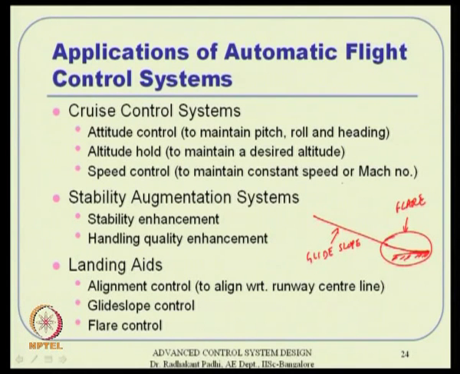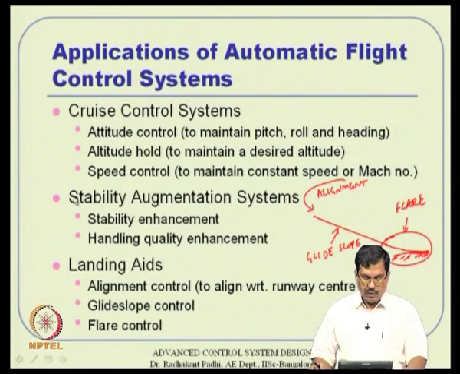And before that it has to align. So this is alignment, glide slope and flare, and that is where your control system comes into the picture. In a reverse way, you can visualize that automatic takeoff also has a reverse sequence. So when you talk about landing, automatic takeoff is also included. There are various levels of automation that we can visualize as far as application of automatic control systems for flight control applications are concerned. The most popular is of course cruise control, this is a regulatory mechanism, and then these are the design side of the story.